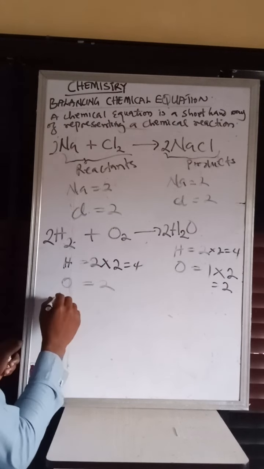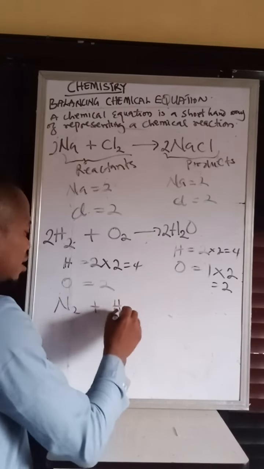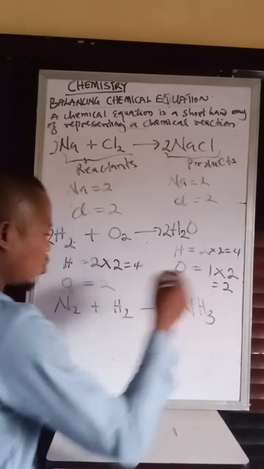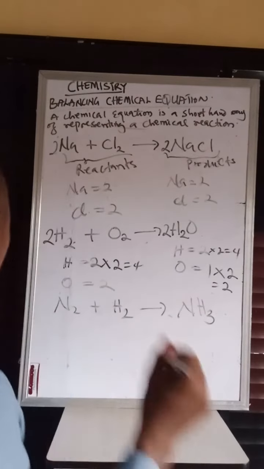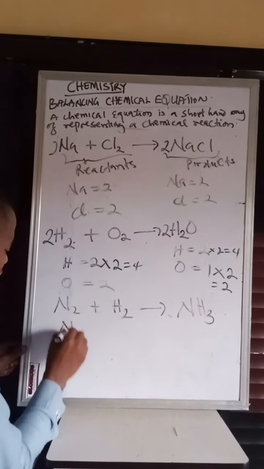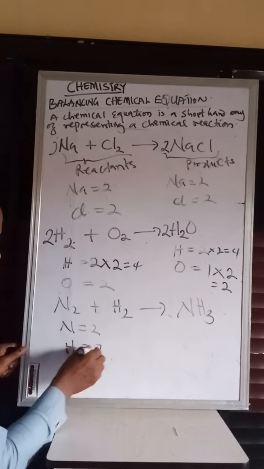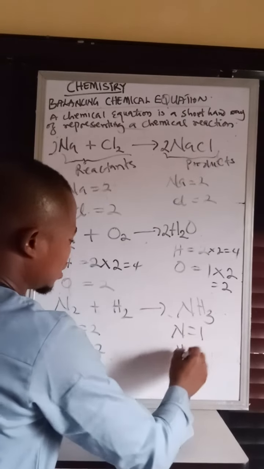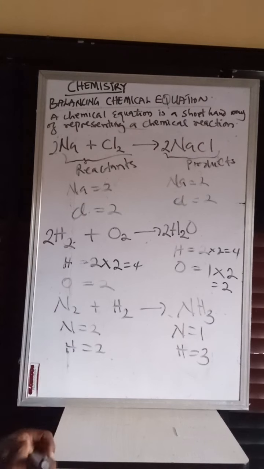When nitrogen reacts with hydrogen to form ammonia. Let's do an atom count to know if our equation is balanced or not balanced. We'll do an atom count. Here we have nitrogen, 2 atoms, hydrogen, 2 atoms. Here we have nitrogen, 1 atom, hydrogen, 3 atoms. Basically, all the atoms are not balanced. And so we have to balance them.